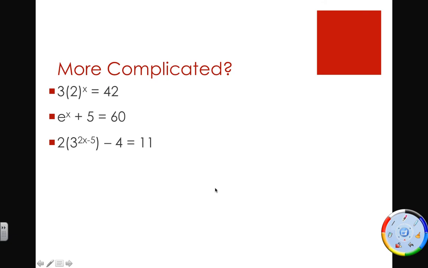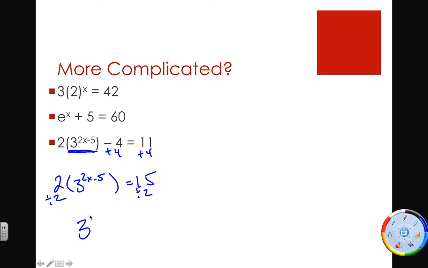What about this one? Purposely made this one a bit more challenging here. So I have to get the exponential piece by itself. So I have to get everything here by itself. So I have to get rid of this 4 and I have to get rid of this 2. And I have to do it in that order. So I'm going to add 4. And I'm going to get 2 times 3 to the 2x minus 5 equals 15. I'm going to divide by 2.